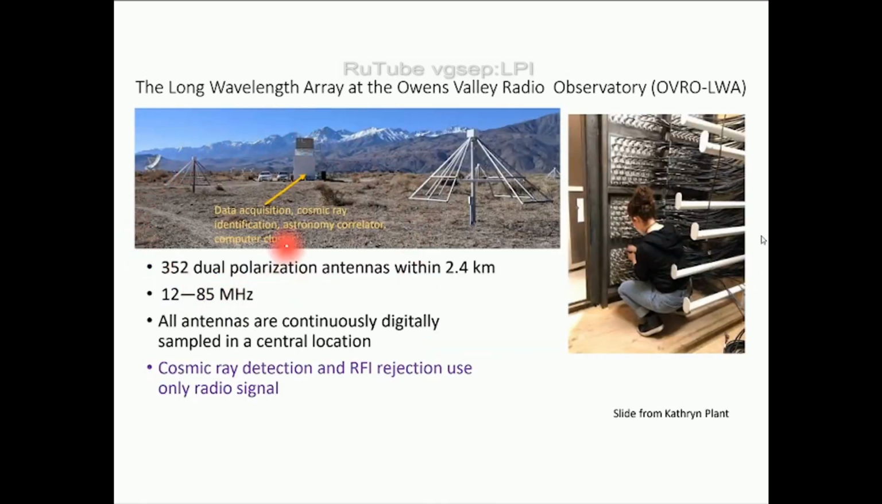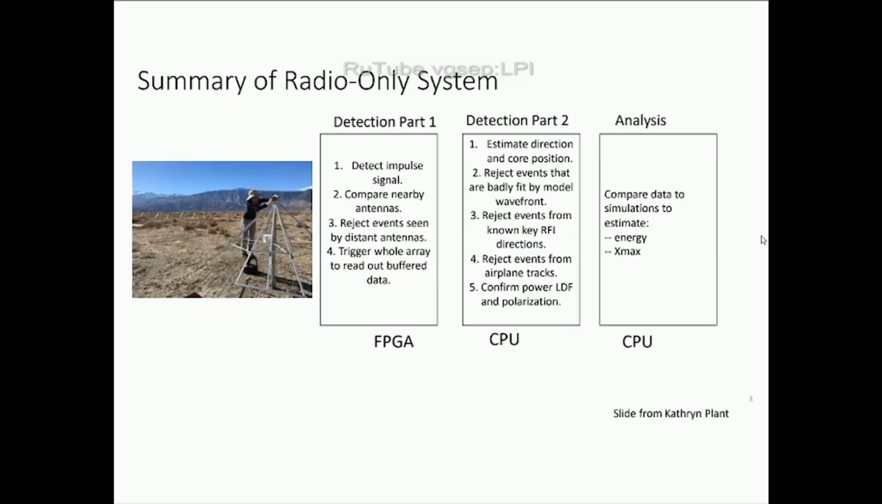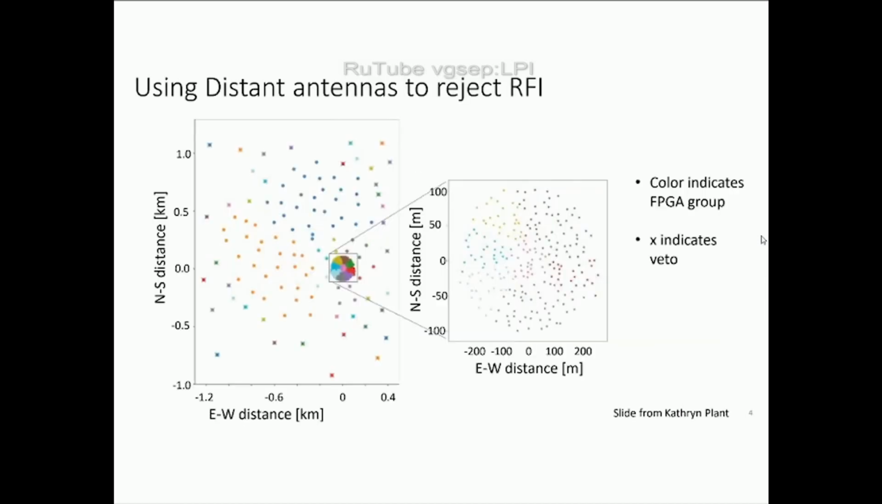We are in the middle of an upgrade with more antennas and new electronics. It was supposed to be done already, but you know, COVID, so it's still ongoing. Another important characteristic here is that our trigger is radio only. So we have some RFI rejection at the FPGA level, which I'll show in another plot. If the FPGA triggers, it triggers the whole array and sends the traces to a computer that does further rejection based on: does it look like a cosmic ray? Do we have airplane tracks? Does it come from a direction that we know has lots of RFI, etc.?